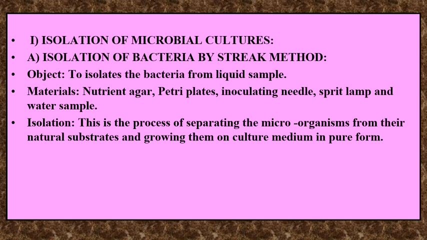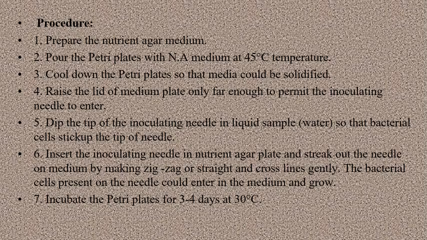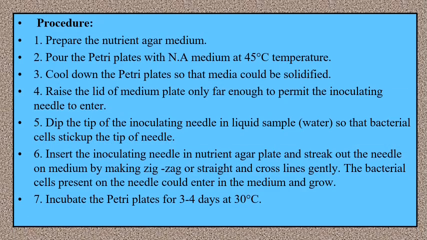Then the procedure of isolation. Prepare the nutrient agar medium. Pour the petri plates with nutrient agar medium at 45 degrees Celsius temperature. Cool down the petri plates so that the media solidifies. Raise the lid of the medium plate only far enough to permit the inoculating needle to enter.